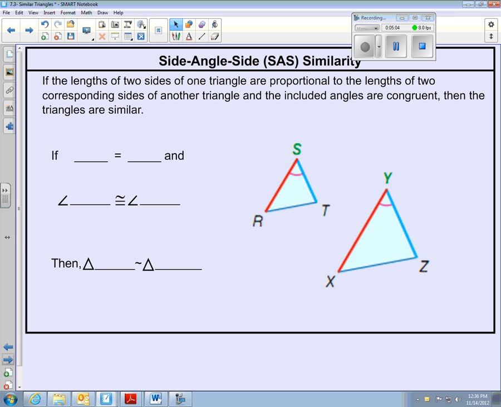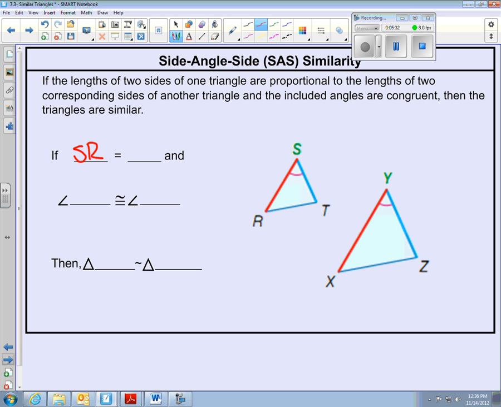If the lengths of two sides of one triangle are proportional to the lengths of two corresponding sides of another triangle, and the included angles are congruent, then the triangles are similar. So this is just like when we were talking about it in congruent triangles. The included angle is the one in between the two sides that we're talking about. Except for here, the sides aren't congruent. The sides need to be proportional.